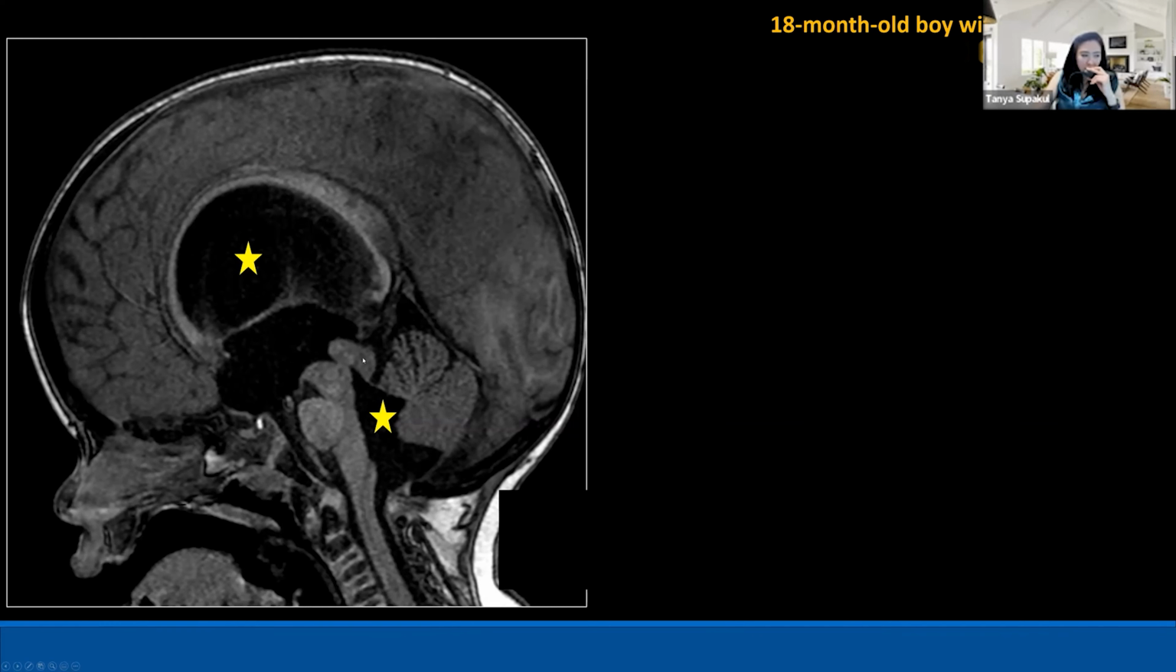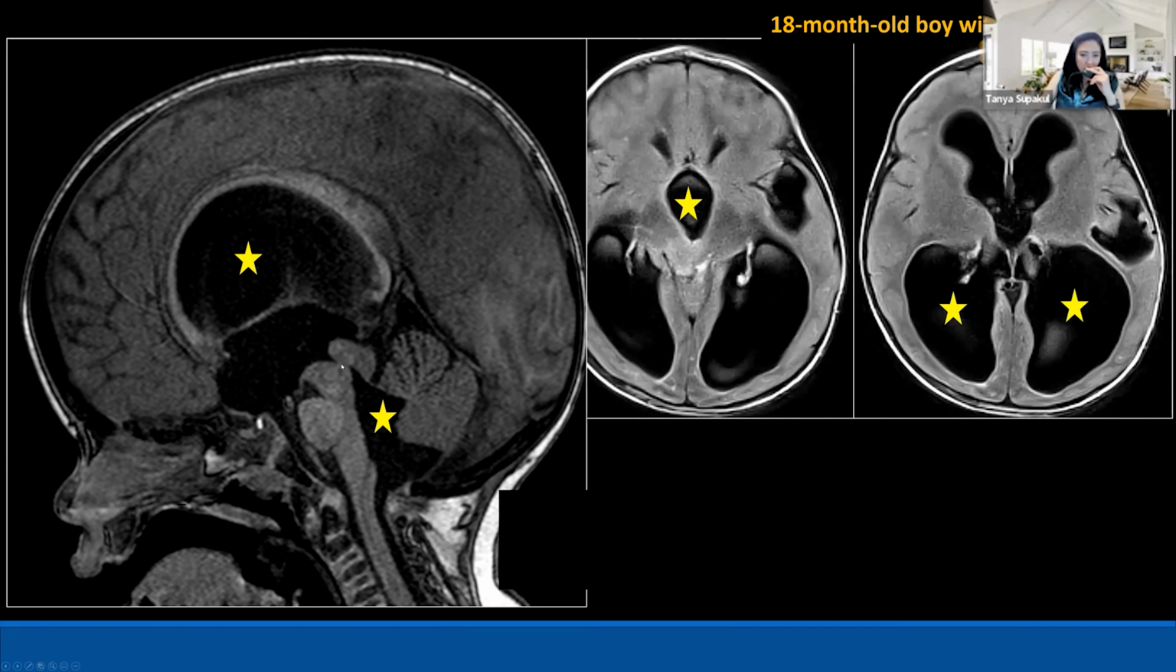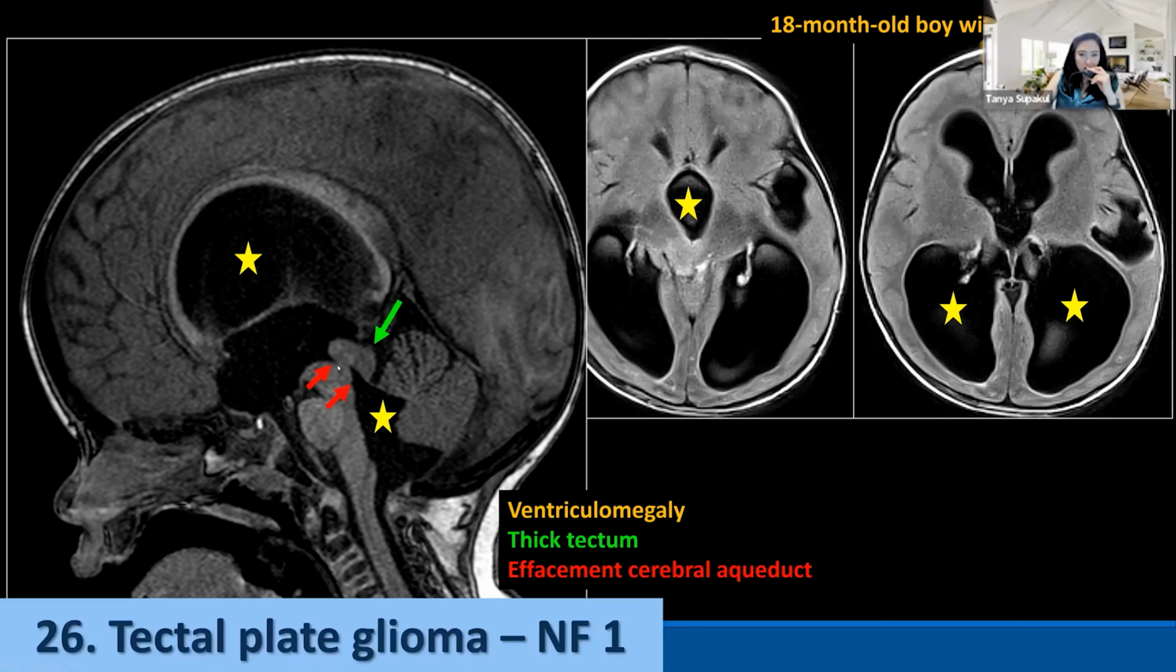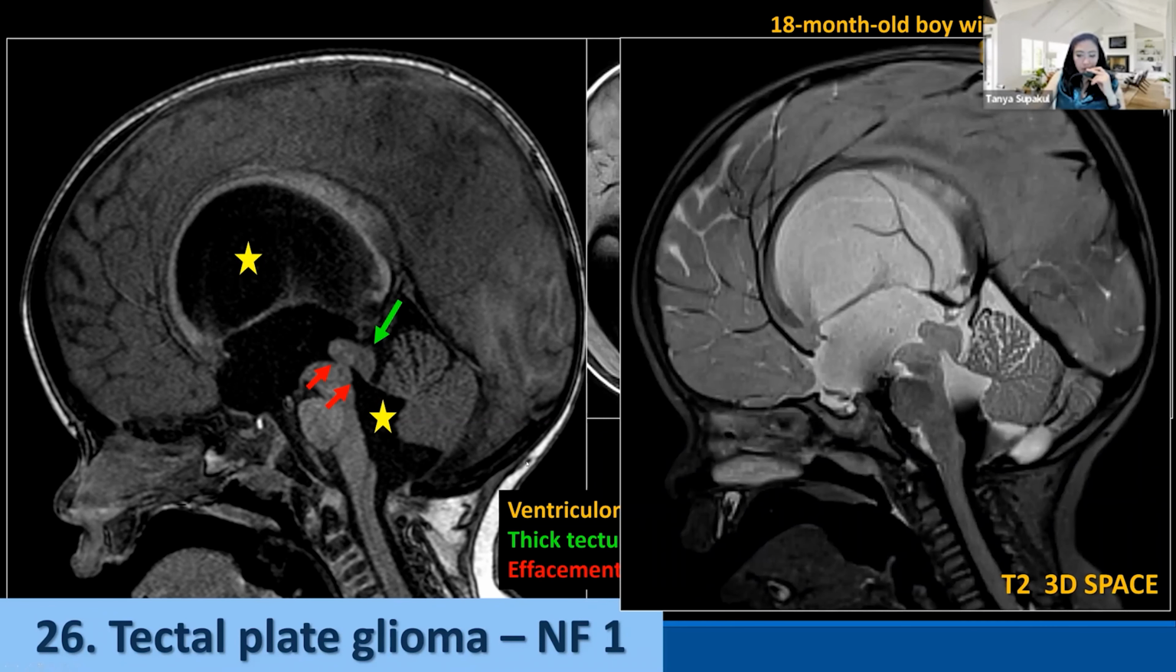But in the tectum, the tectum is too thick and causes effacement of the cerebral aqueduct, right? So in this patient, the tectum is too thick and has an obstruction at the cerebral aqueduct. This turned out to be a tectal plate glioma, and we can see this in an NF1 patient. And when we do the flow signal T2 3D SPACE, there is no flow at all at the cerebral aqueduct. So that's why the patient has an obstructive hydrocephalus.